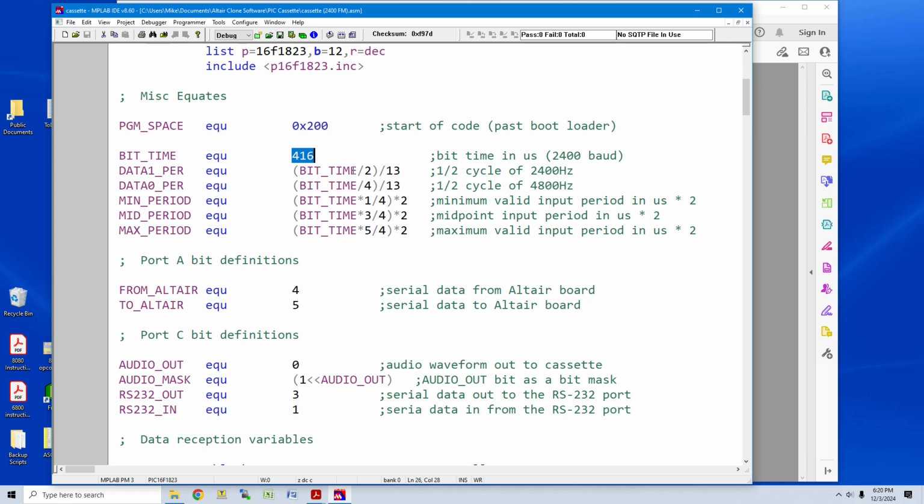So I figured, well, let's go for broke. Let's take this 416, divide it in half, make it 208. Then I'm at 4800 baud. The frequencies, of course, at that point are 9600 Hz and 4800 Hz being written to tape. And that didn't work well at all. I mean, you could tell it was responding to the data on the tape, but it was just garbage that would come out instead.